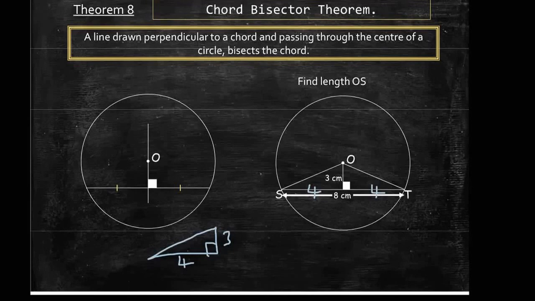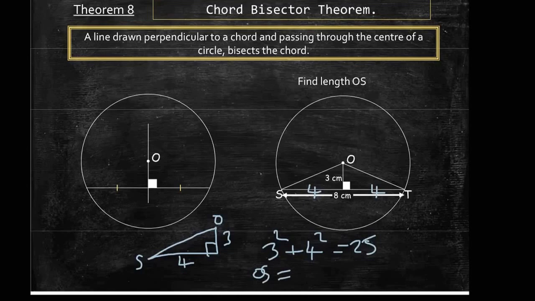To work out the length OS, I can use Pythagoras, and I would end up getting 3 squared plus 4 squared, which is going to give me 9 plus 16, 25. Remember to square root that, so OS equals the square root of 25, which is 5 centimetres. I've got one of my standard 3, 4, 5 triangles. So again we're using a little bit of other maths thrown in here. We thought we were doing circle theorems, but it turned out we were doing Pythagoras.